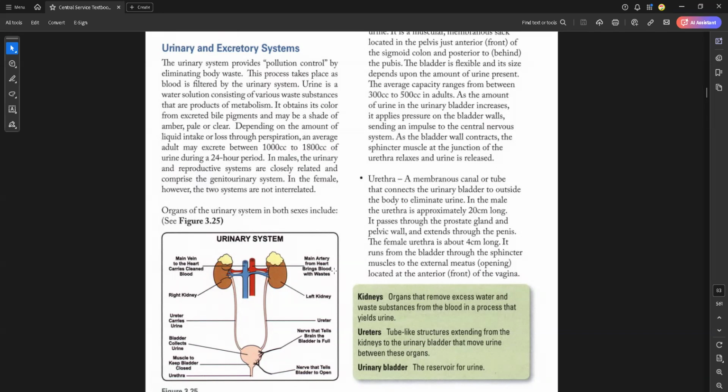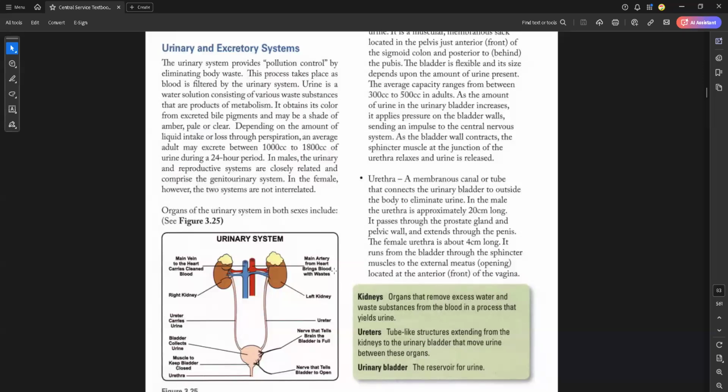So the urinary and excretory systems are the body purification system. They purify, I like to use that word, the body by making sure that all waste substances are out. The urinary system provides pollution control by eliminating body waste. This process takes place as blood is filtered by the urinary system. Urine is a water solution consisting of various waste substances that are products of metabolism. It obtains its color from excreted bile pigments and may be a shade of amber, pale, or clear.